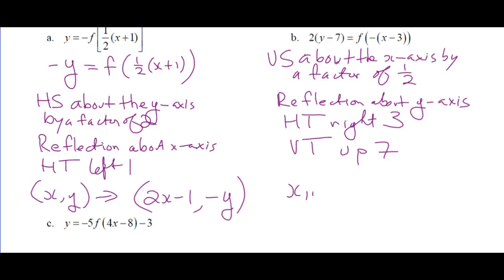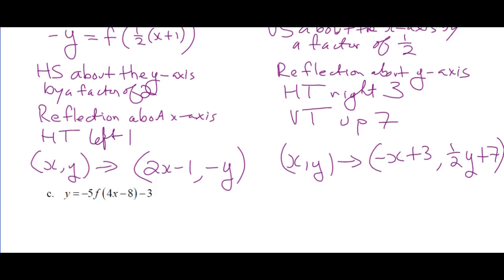Okay, so x, y. Now I want to deal with the horizontal. So no horizontal stretch. We've got a reflection about the y-axis. So what's that going to do? I'm going to go negative x, and then I want to move right 3, so we go plus 3. And we've got a vertical stretch, so then I'm going to end up with what here? 1/2 y plus 7, right?